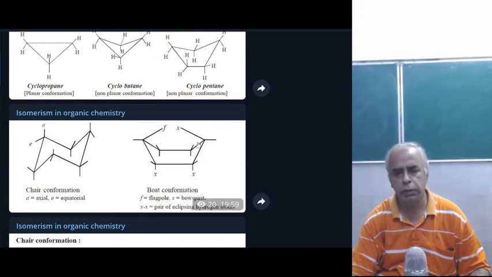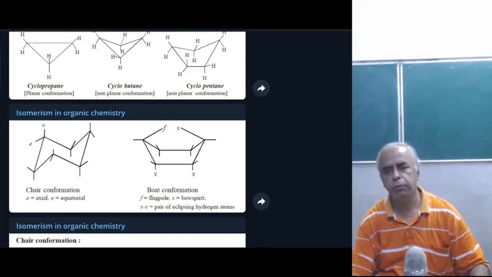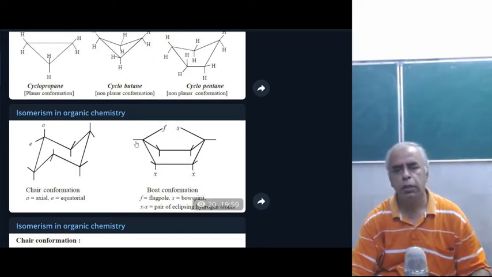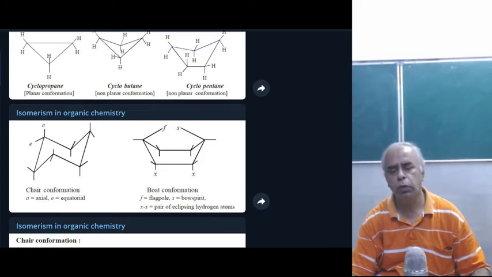Okay, are you able to see the boat-like structure? Here you have CH2, CH2, CH2, CH2, CH2, CH2. Here you additionally have the flagpole. F is called the flagpole, and S is known as the bowsprit.